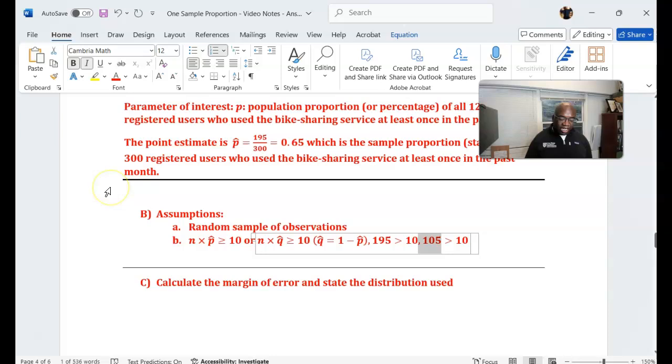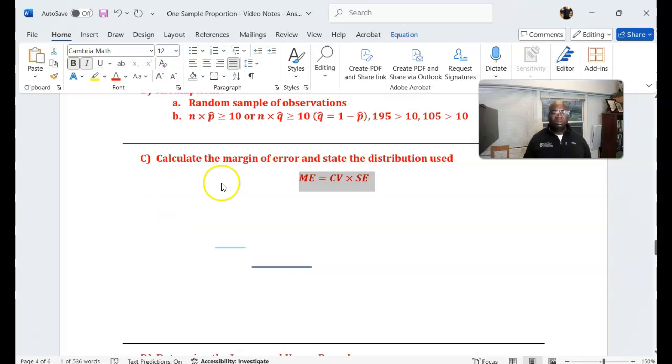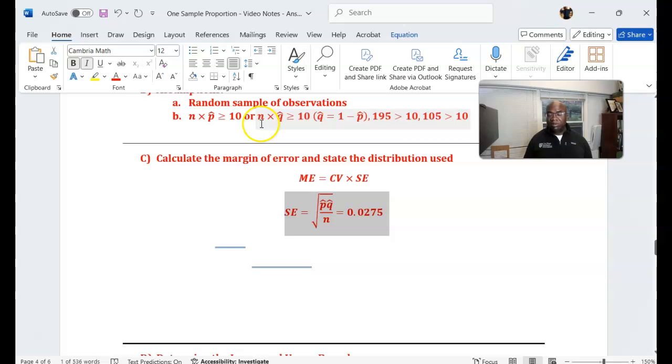We can now find our margin of error by taking the critical value and multiplying it by the standard error. I'm going to first talk about the standard error. How do we find it? This is the equation: the square root of p hat times q hat over n, where p hat is 0.65 and q hat is 0.35, divided by 300. The square root of that gives us 0.0275, which is this number here.